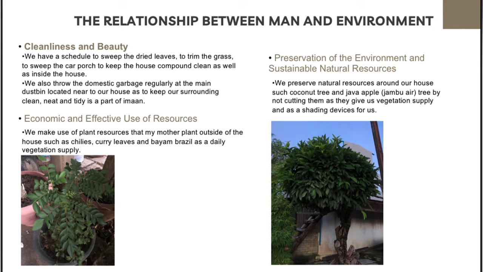And the last principle for this relationship is the preservation of the environment and sustainable natural resources. We preserve natural resources around our house such as coconut trees, java apples and jambu air trees by not cutting them as they give us a fruit supply and serve as shading devices for us.